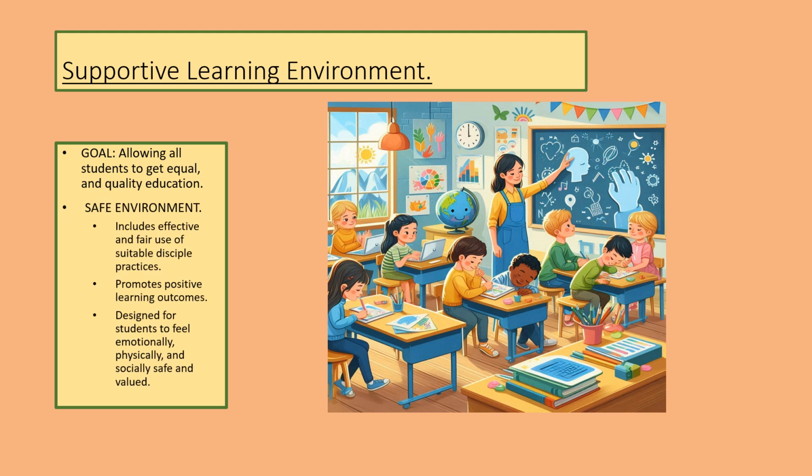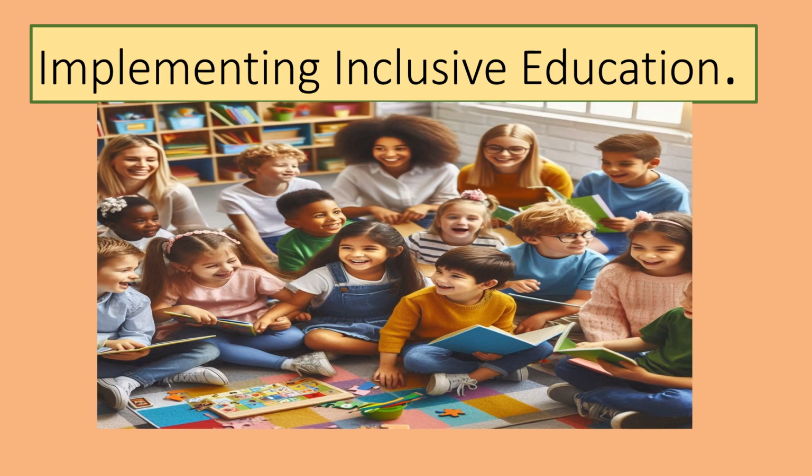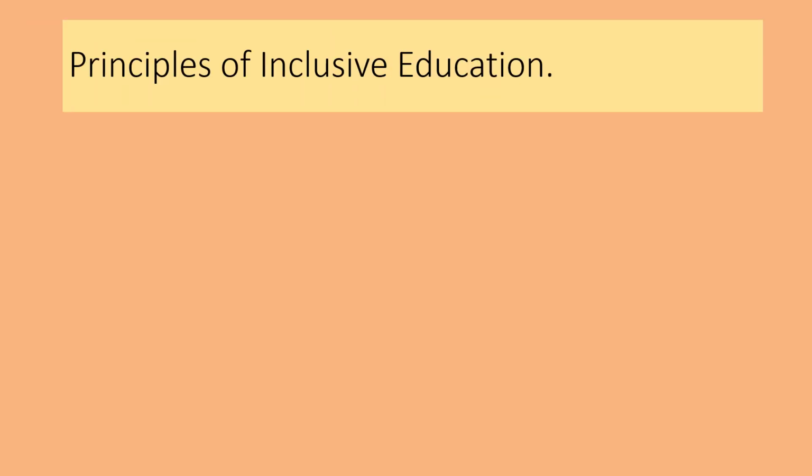A supportive learning environment is a safe environment which includes effective and fair use of suitable discipline practices. It promotes positive learning outcomes and teaching practices. A safe and supportive environment is designed for students to feel emotionally, physically, and socially safe and valued. We now check the implementation of inclusive education. We're going to consider these implementations by looking at the principles of inclusive education.